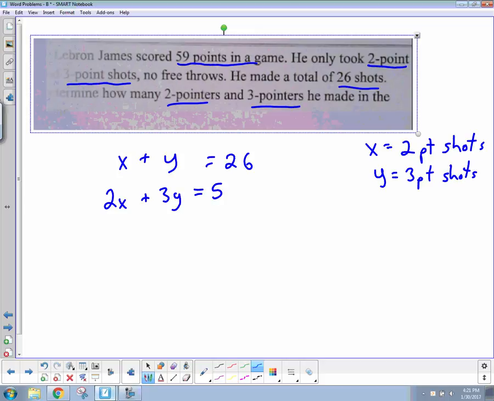The smallest one is the X's, so I'm going to multiply the top by negative 2. This time I think I'm just going to bring it down here. Negative 2x. Excuse me. This is negative 52.